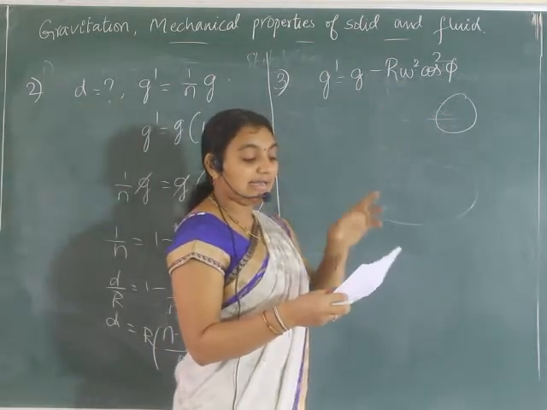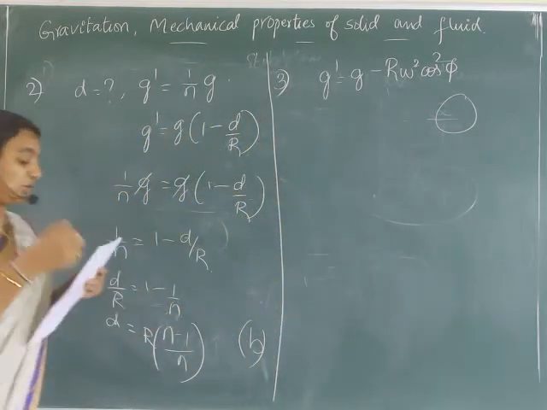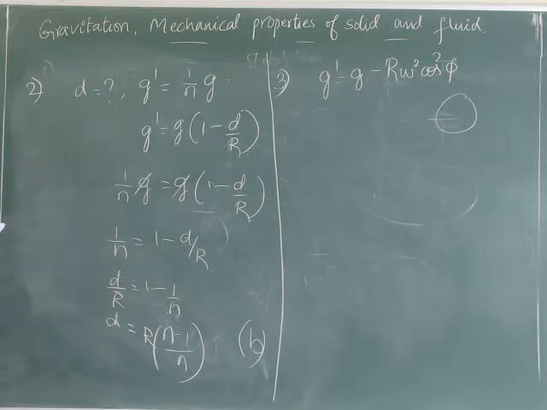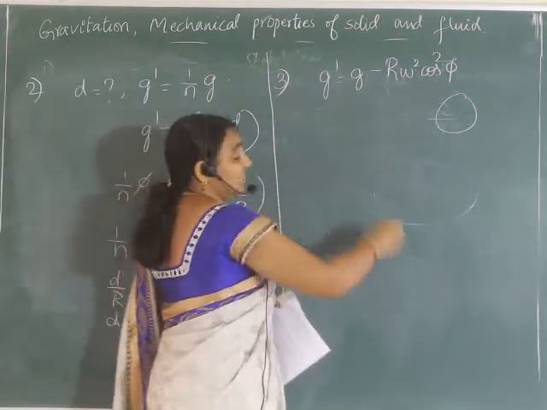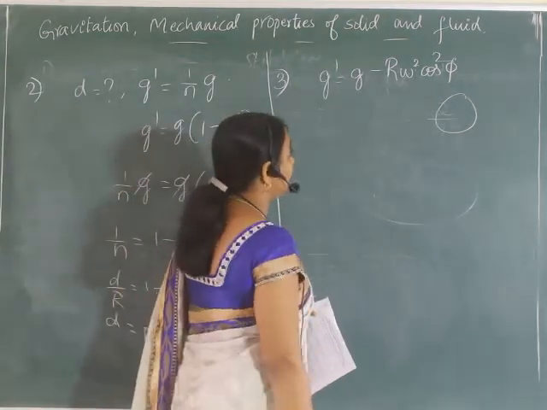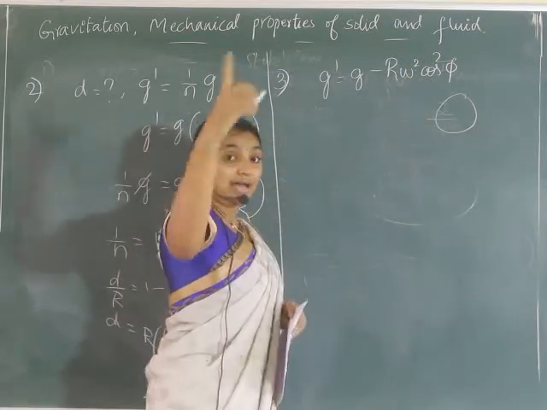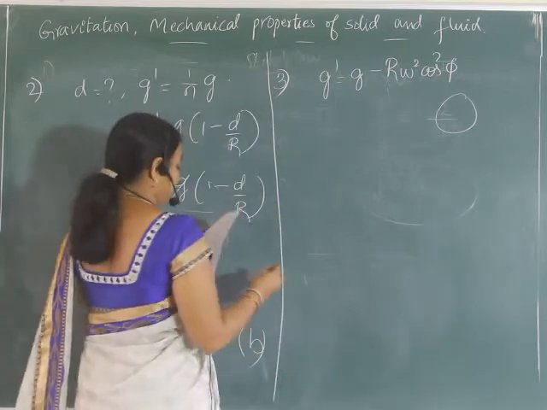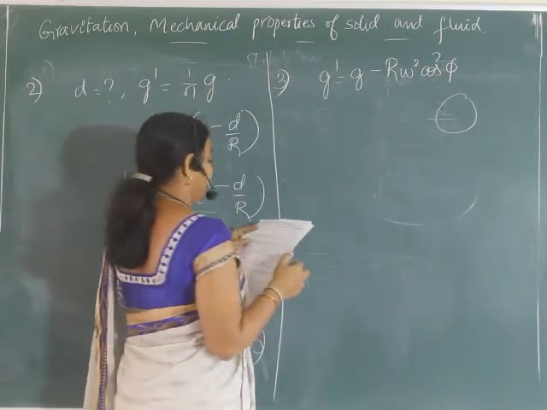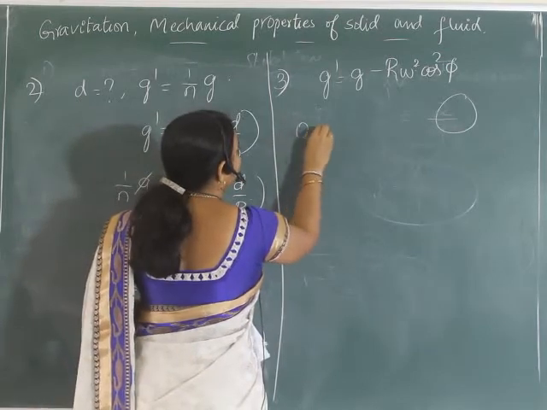Correct? The angle is given. You have to calculate the time period. So when it is rotating and speeding up, you have to use the formula G dash is equal to G minus R omega square cos square phi. Omega is the angular velocity. So cos square phi, where phi is the latitude angle. Okay. Now he feels weightlessness.